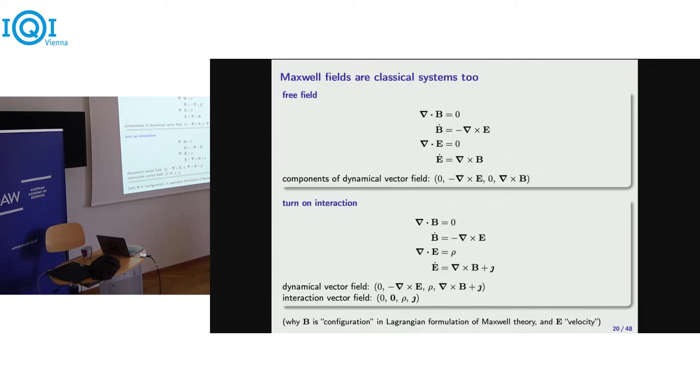Then the Maxwell field would not have this structure. If magnetic monopoles existed, then the interaction vector fields would not be a vector space. Well, they would be a vector space, but the dynamical vector fields would not be an affine space modeled on that vector space. And I wouldn't be able to give you a principled reason why I should treat the magnetic field as configuration and the electric field as velocity in the Lagrangian formulation. The only reason I can do that is because there are no magnetic monopoles.